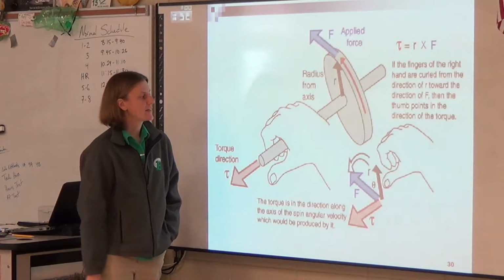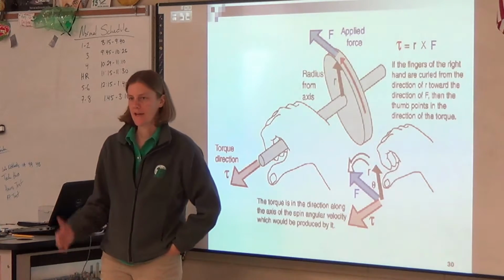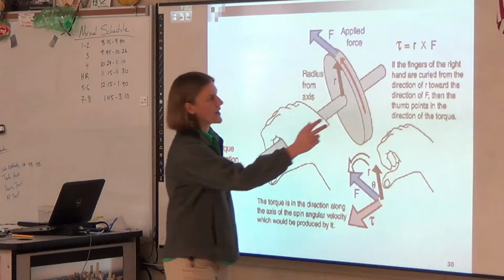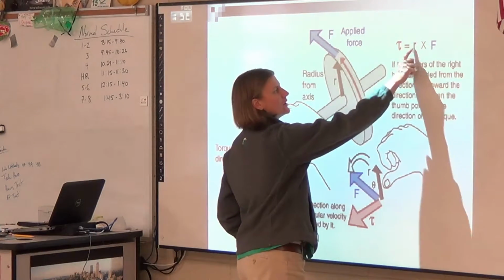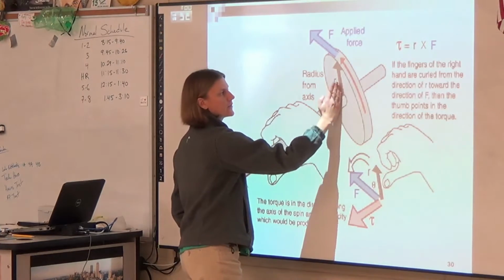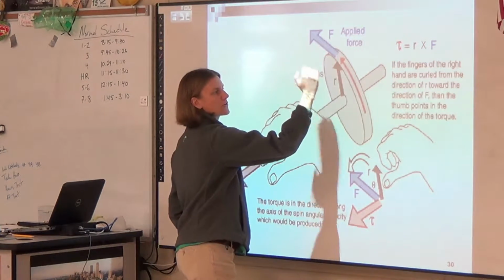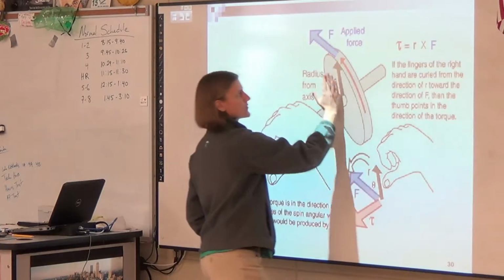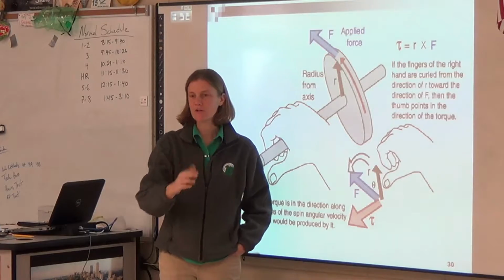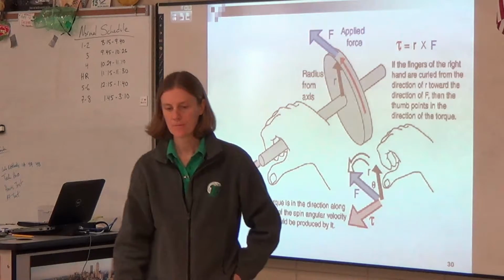Well, you could easily tell somebody the direction if they had a right hand and they knew the right-hand rule. The right-hand rule for cross products: you take your hand and point it along the radius and curl your fingers towards the force, the direction the force is going. But essentially you are just curling your fingers the way that object is spinning.